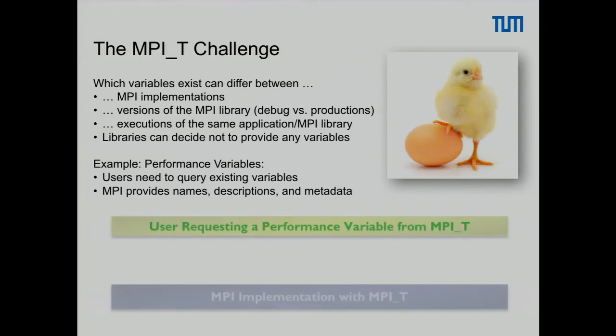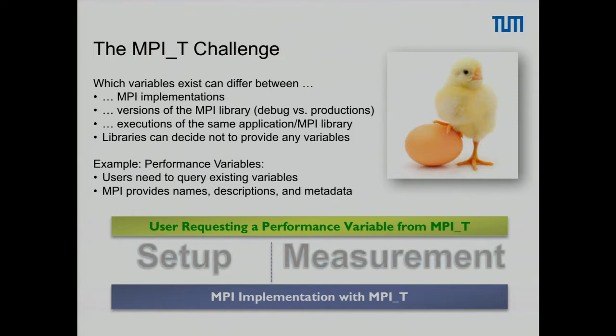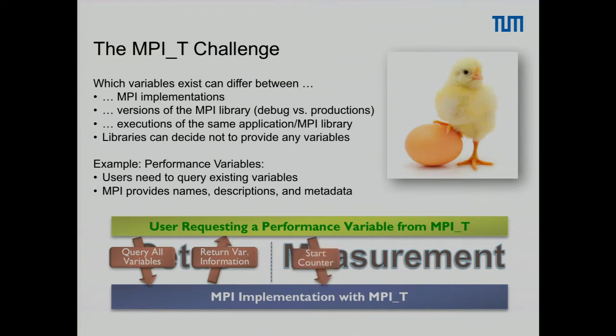Here's a sketch of that. For those of you not familiar with the MPI tools information interface, you have a user requesting information and you have the implementation. You split your tool into two parts. You do a setup: we query all the variables and get the information back. After you get it back, you can pick a particular variable, start a counter, measure, stop the counter, and read out the counter values. That's a high-level sketch of how this works. The big thing is you have just two phases: the setup and the measurement phase.